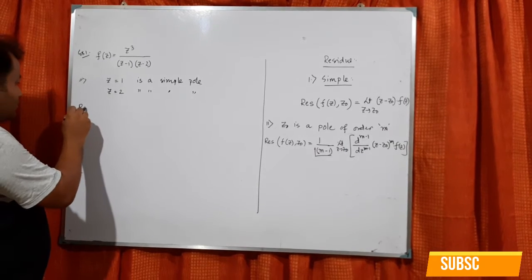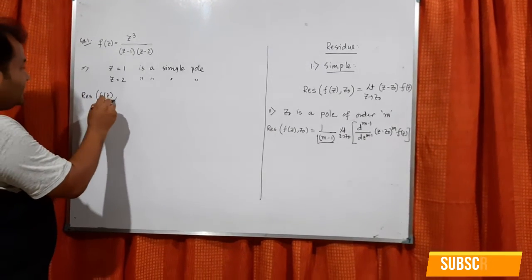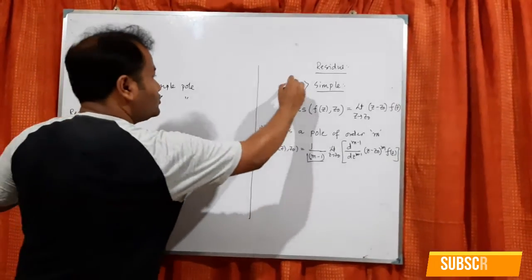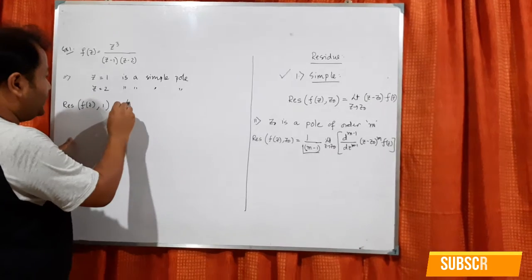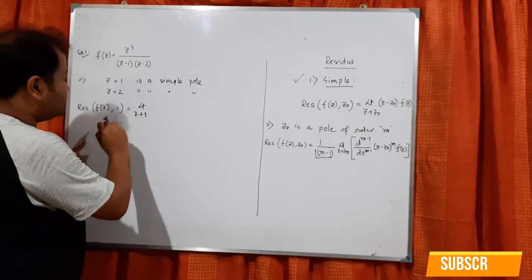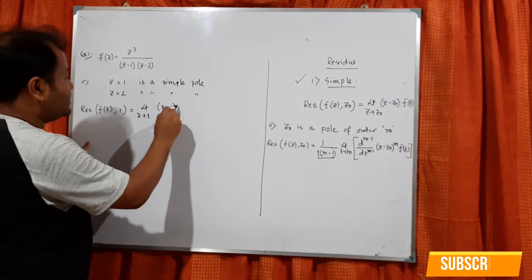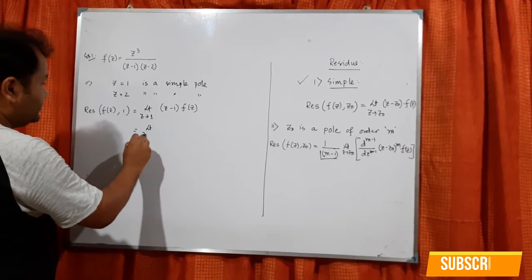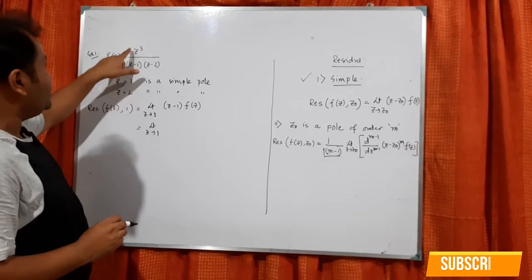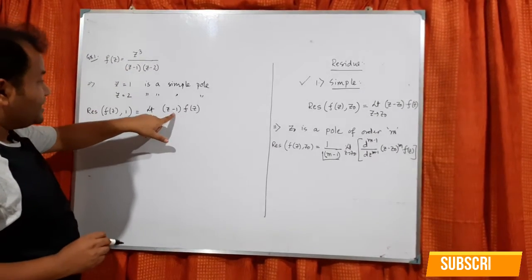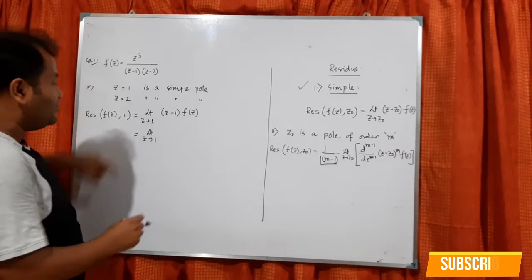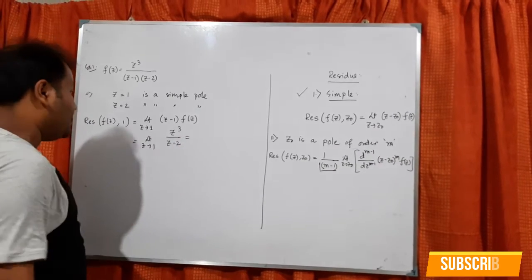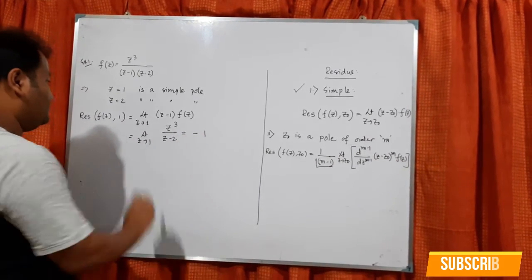So residue of f of z at 1. Both are simple poles, so this formula will be applicable. This should be limit z tends to 1 of z minus 1 into f of z. So z minus 1 and the denominator z minus 1 will be cancelled. So it should be z cube by z minus 2, so it is becoming minus 1.